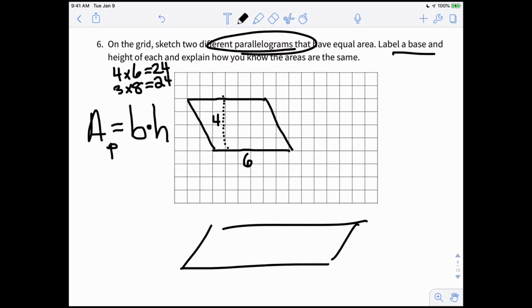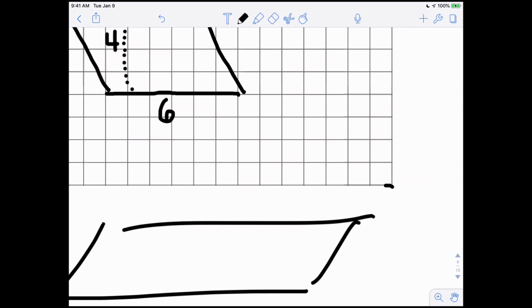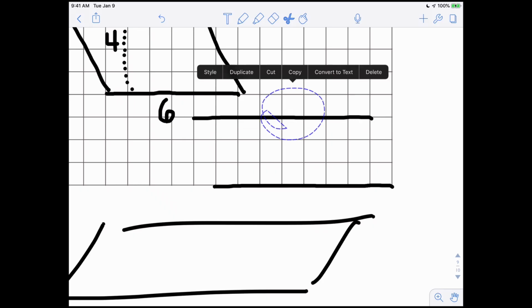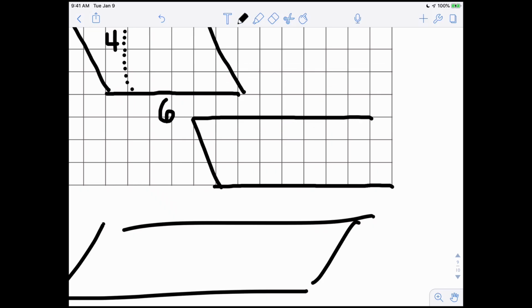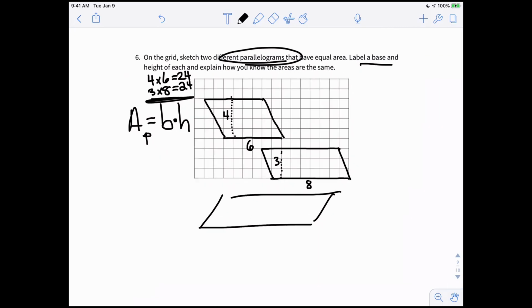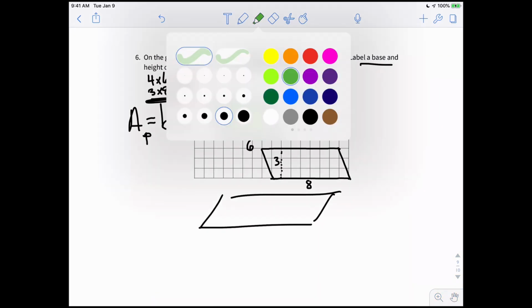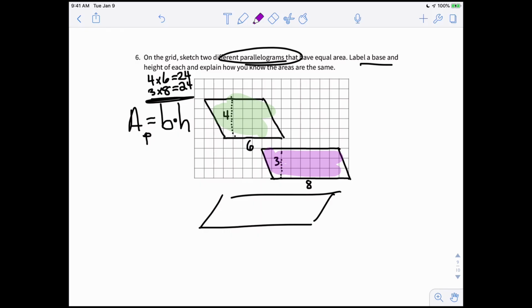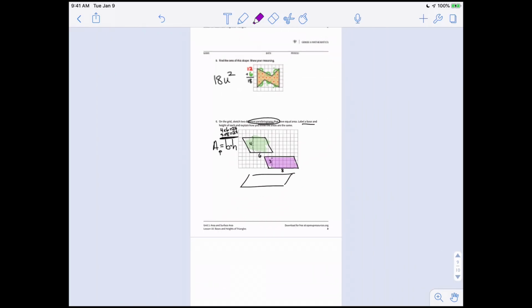So if I wanted to create a second parallelogram that is 3 by 8, with a base of 8 and a height of 3, I could do that. So 1, 2, 3, 4, 5, 6, 7, 8. There's the base of my second parallelogram. 1, 2, 3. There's my height, and I could just move it over 1 if I wanted to. There's my parallelogram with a base of 8 and a height of 3. And these two parallelograms, the green one and the purple one, have the exact same area.